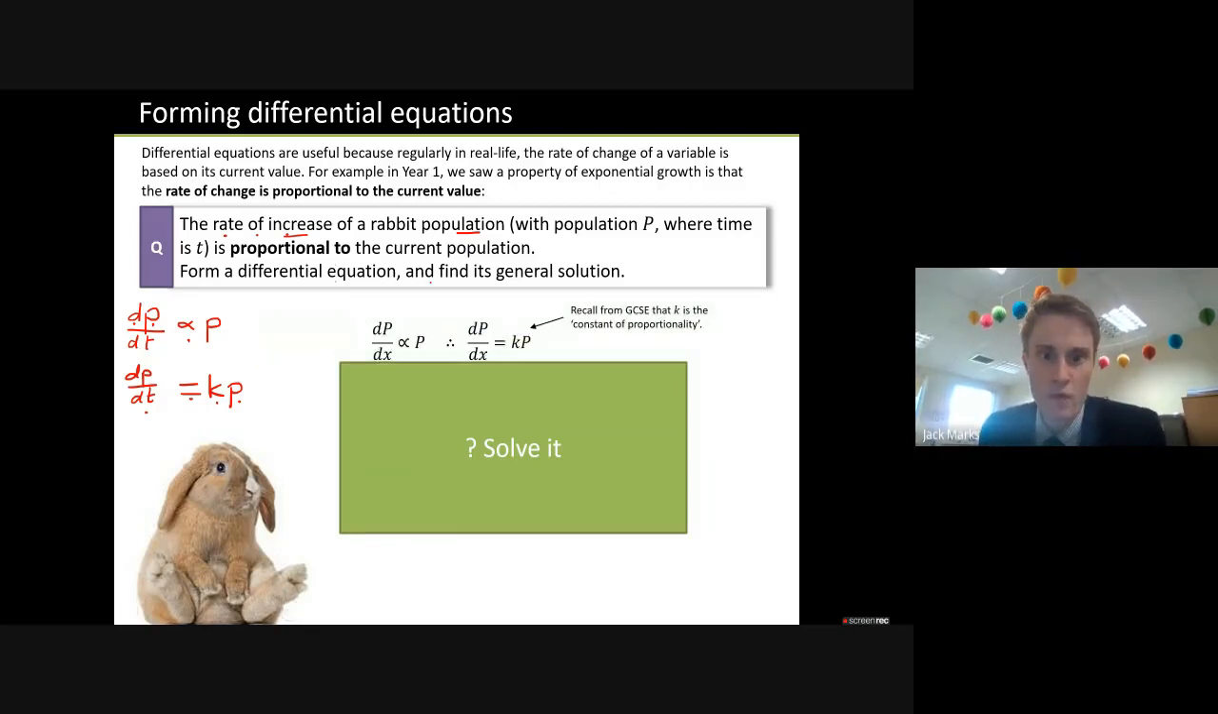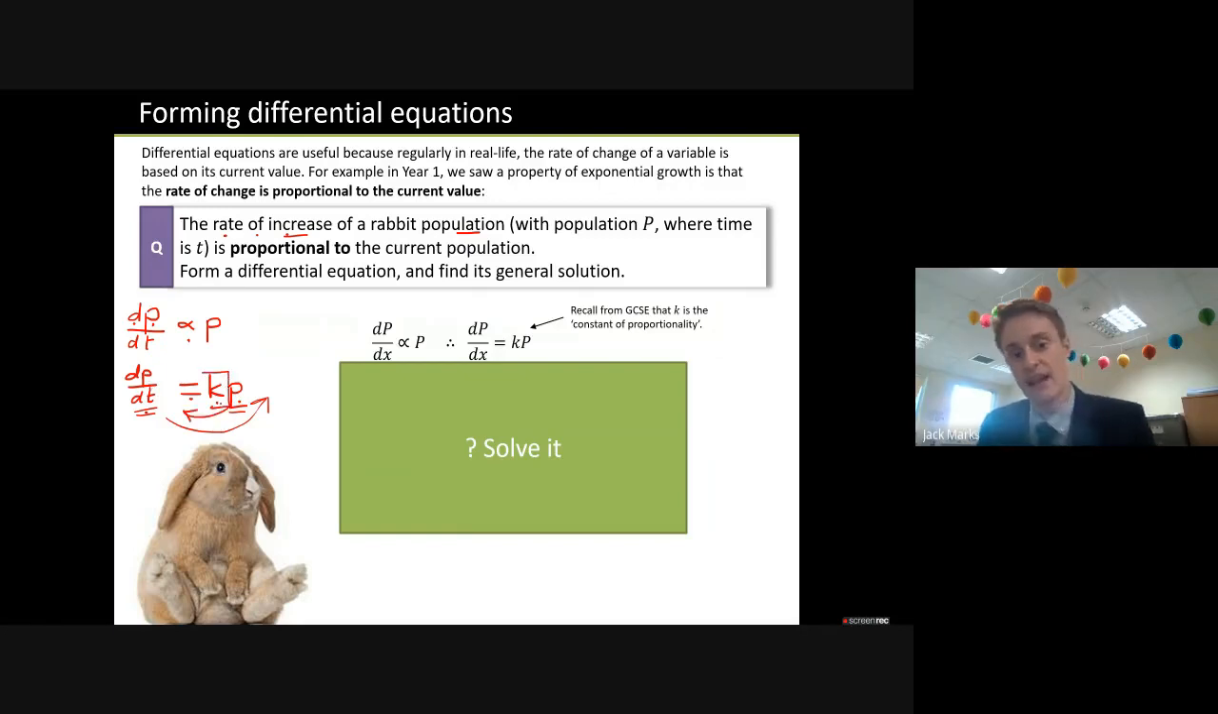Form a differential equation. Well, this is a differential equation, and find its general solution. Why is it a differential equation? Because it's got P, and then it's got its derivative in the same equation. Now, I know there's no t there at the moment, but this is still a differential equation. So if we want to solve it, we need to follow those steps from before. So the first part we talked about was separating. So dt needs to be moved up, and p needs to be moved to the left to go with dp.